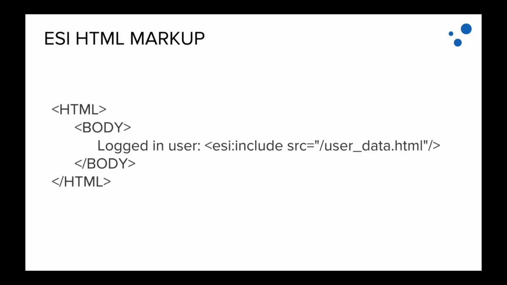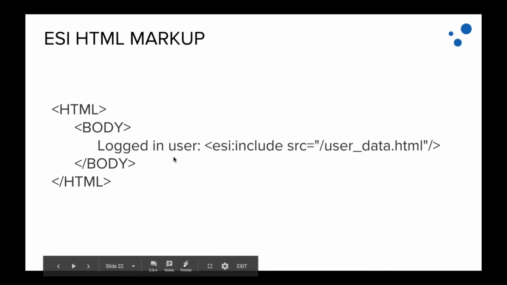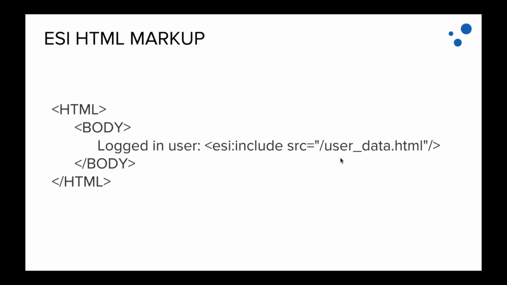It is an HTML markup, and it's really easy to read. In your HTML, you will just include the source of your ESI fragments and the one you want to use. So both Varnish Cache, the open source project, and Varnish Cache Plus or any other Varnish software solution supports ESI.